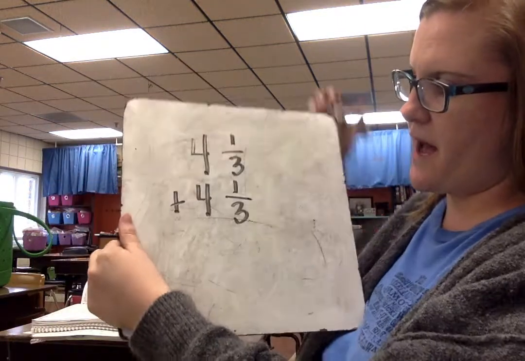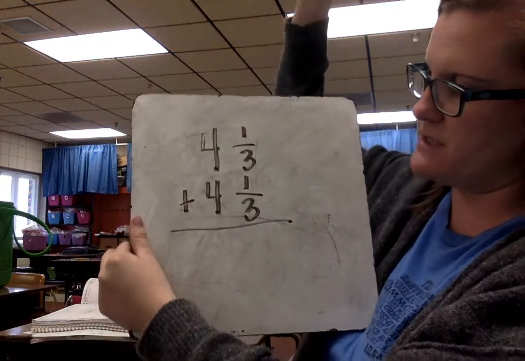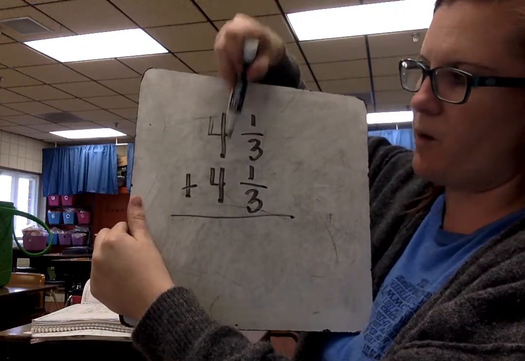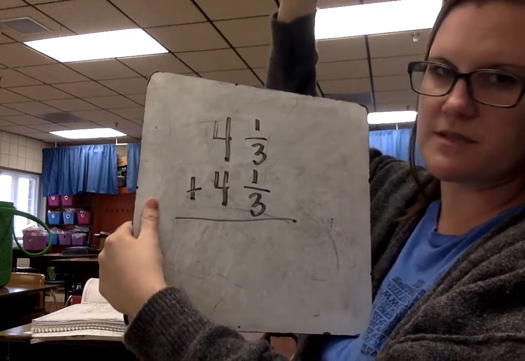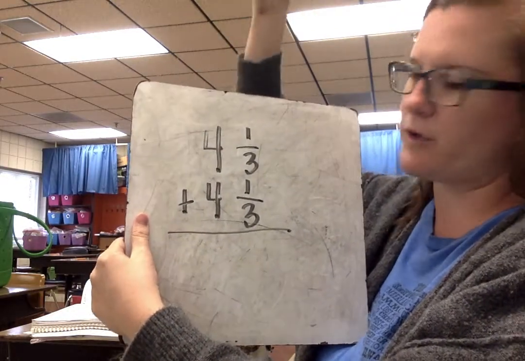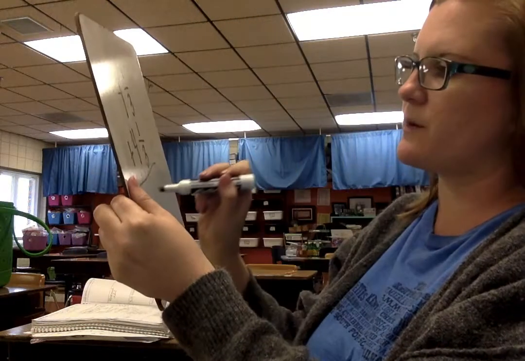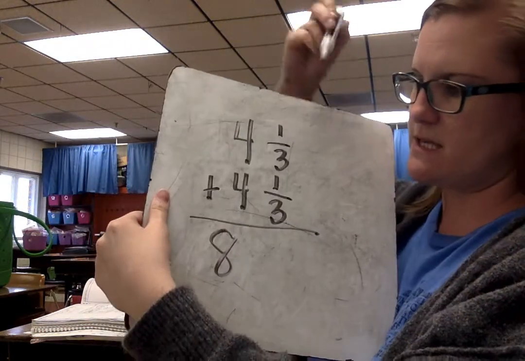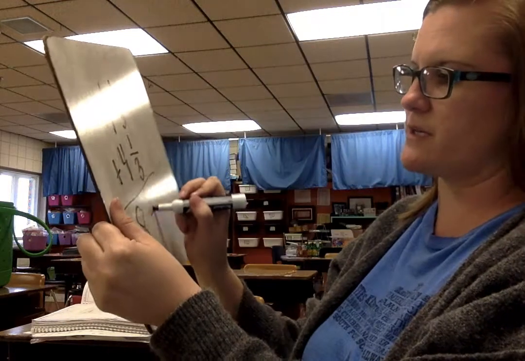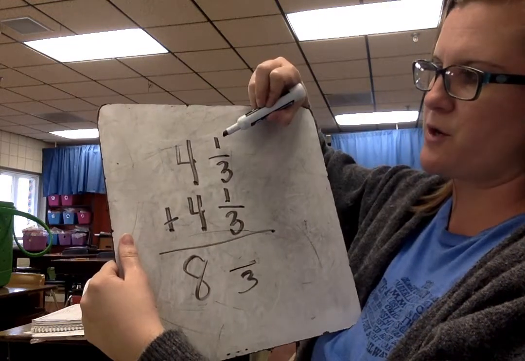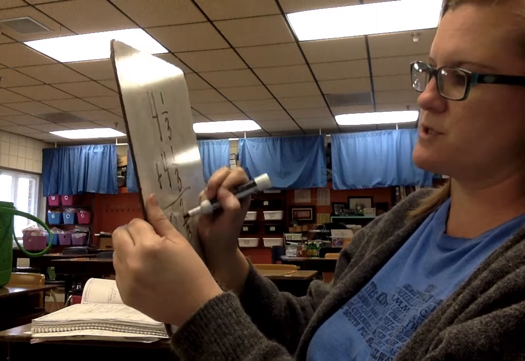Okay, so if I'm adding these 2 fractions, we always start with the whole number first. I have 4 wholes plus 4 wholes, so like 4 whole cookie cakes plus 4 whole cookie cakes. 4 plus 4 would equal 8 whole cookie cakes. The denominator will stay the same, so the 3 does not change, and you just add the numerator. 1 plus 1 would equal 2.